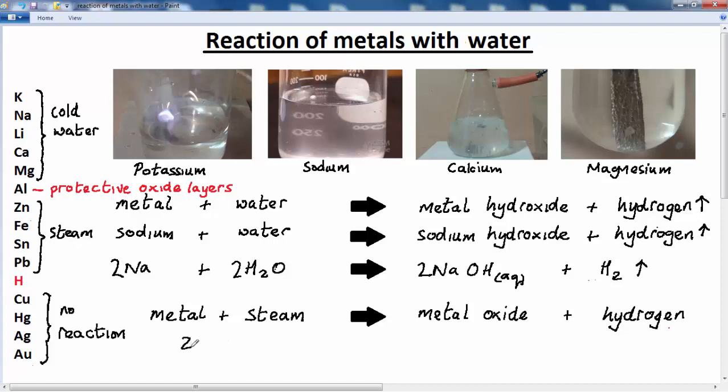So we're going to get zinc plus H2O, that gives us zinc oxide plus hydrogen. And the oxide that is formed is usually insoluble in water.